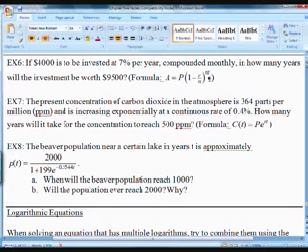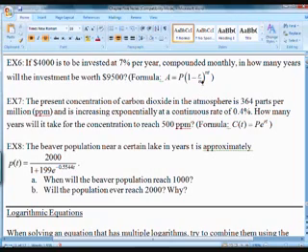Here's your formula. This is the section we skipped, how to use these formulas. Hopefully you remember from last year, but here are the different pieces and what they mean. A is how much money you have now. P is how much money you invested to start with. T is how long it was invested. R is the interest rate.